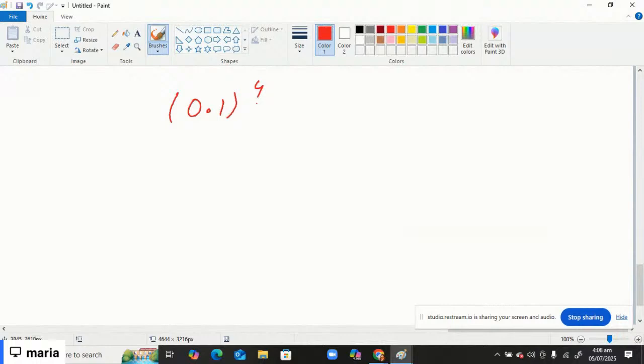So what does it mean? It means that you are going to multiply 0.1 how many times? 4 times. Okay, let's do it. 0.1 times 0.1 times 0.1 times 0.1. So the answer should be 0.1, 2, 3, and 4. On the fourth place, we're just going to put it out.